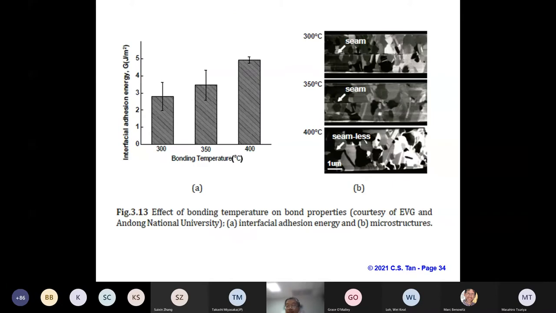And this is actually verified by many people, including EVG, right? What I'm trying to show to you here is that as a function of bonding temperature, the bond strength, the quality of the bond actually improves. I think that is straightforward.